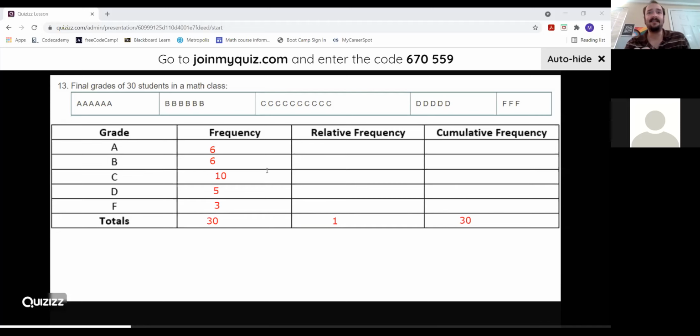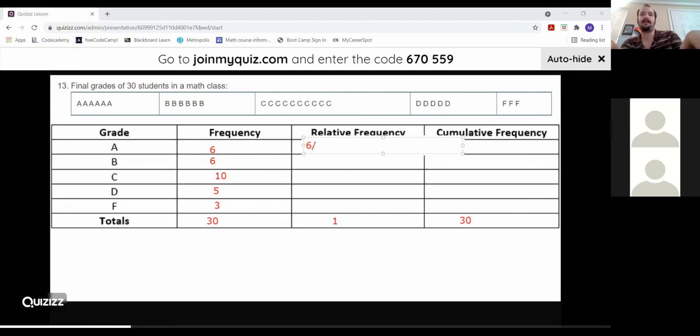Okay, so we know there's 6 A's. So if I want to do the relative frequency of A, that's how many out of how many? 6 out of 30. Yeah, 6 out of 30.